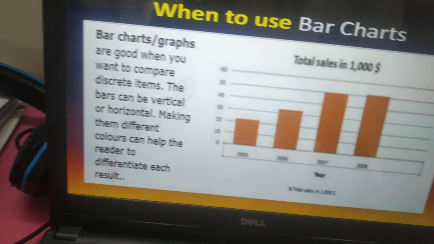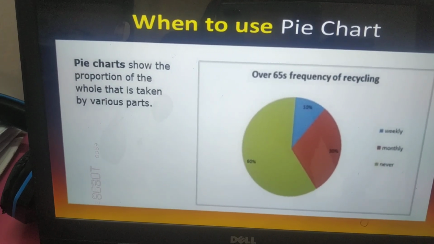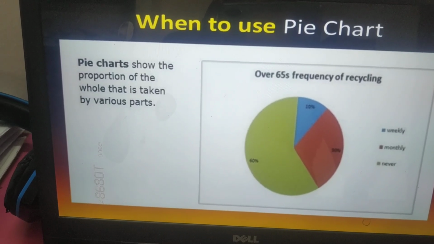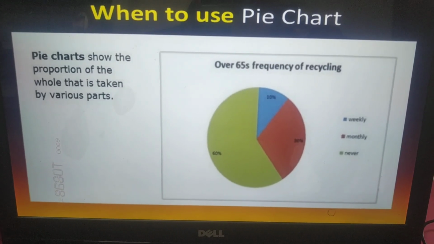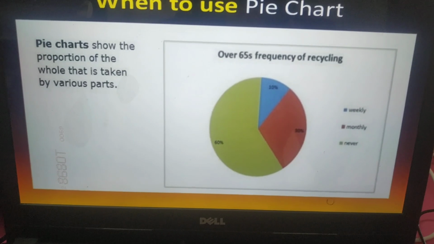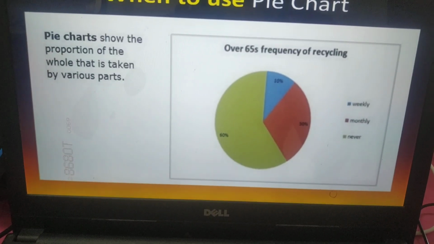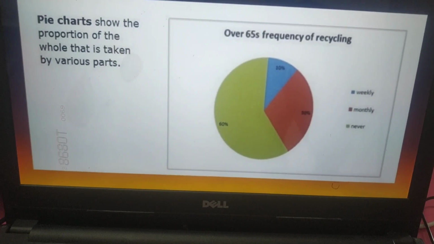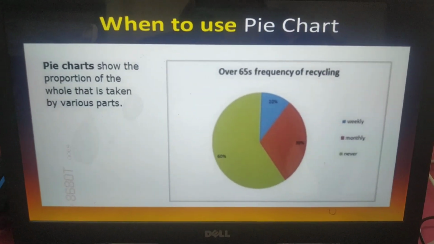Then you have to go to when to use pie diagrams. Pie charts show proportions of the whole that are taken by various parts. Just like previous, isn't it? You are collecting data in a learning center, starting from fishes and so many things, isn't it? So, what is the contribution of this? You are taking the total as 100, isn't it? What is the contribution of your crabs, 10% or 20%, or your prawns 20 or 30%? You have to give this in a pie chart.